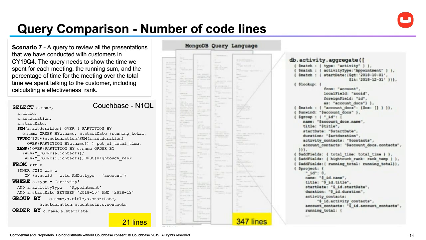So let's look at this query here, query 7. The query is to review all the presentations that we have conducted with customers in calendar year 19 Q4. The query shows the time we spent for each meeting, the running sum, and the percentage of time for the meeting over the total time we spent. So this is more of a running total, running sum kind of query.